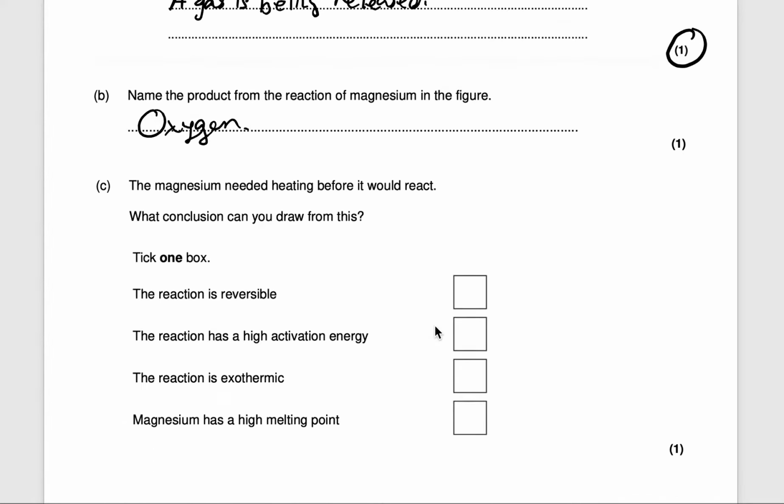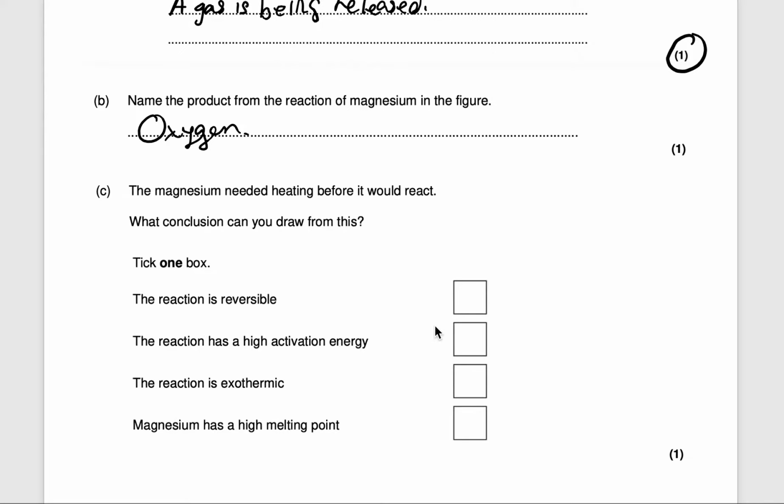The magnesium needed heating before it would react. What conclusion can you draw from this? The reaction is reversible. The reaction has a high activation energy. The reaction is exothermic, or magnesium has a high melting point. Now, the correct answer to this is that the reaction has a high activation energy, and that's because you need to heat it so it would react.